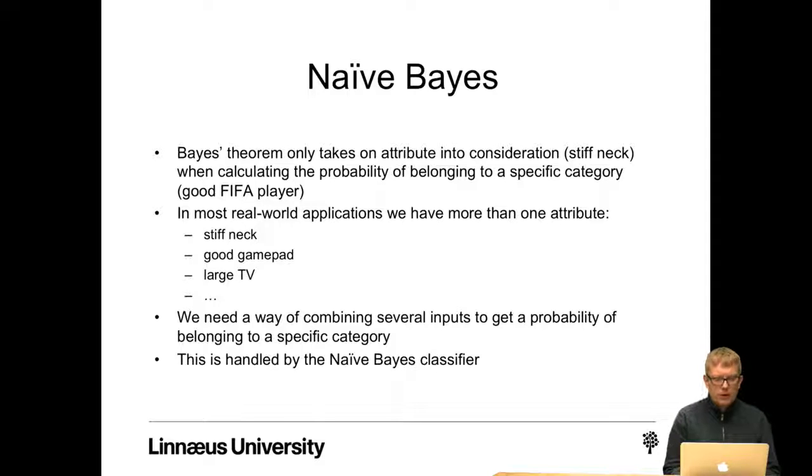Bayes' theorem only takes one attribute into consideration, here the stiff neck, when calculating the probability of belonging to a specific category, if we are a good or bad FIFA player in this case. And most real-world applications have more than one attribute. We can have a stiff neck, that's one sign. We can have a good gamepad, we can have a large TV screen, and all of them in some way contribute to our guess if a player is good or bad at FIFA. And we need a way of combining these several inputs to get the probability of belonging to a specific category. And this is handled by the naive Bayes classifier.